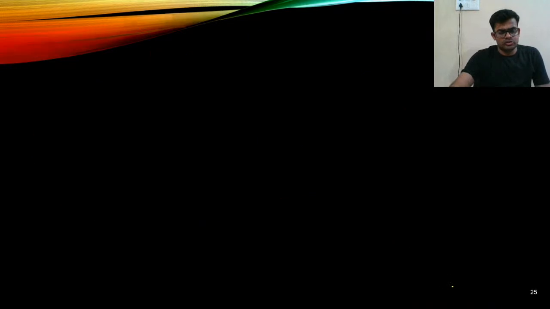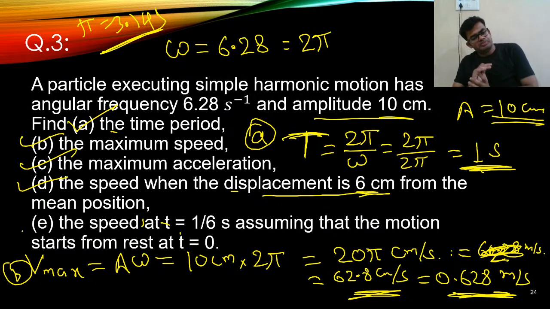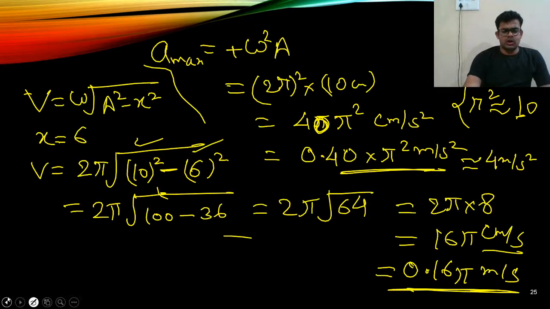That's all. So this was also a simple question just based on simple formulas, right? And last question, very, very important. My dear friends, this question is really very good. Speed at t is equal to 1 by 6 second, assuming that motion starts from rest at t equal to 0. The motion is starting from t equal to 0 and the particle was at rest. So I got one thing. Let's see. I am erasing all these things.